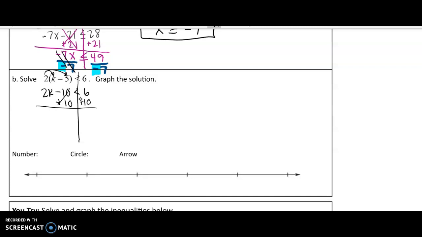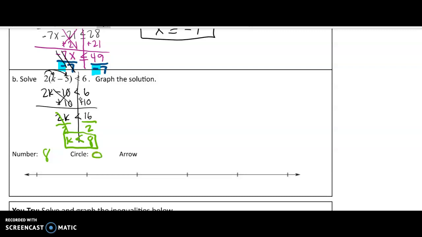Negative 10 plus 10 cancels out, and that leaves me with 2k on the left-hand side. 6 plus 10 is 16. I now am going to divide, since I'm multiplying by 2, I'm going to divide by 2 on both sides. 2 divided by 2 cancels, and I have k is less than 8. So I didn't have to flip my inequality on this one because I did not divide by a negative on both sides. So my number is 8.